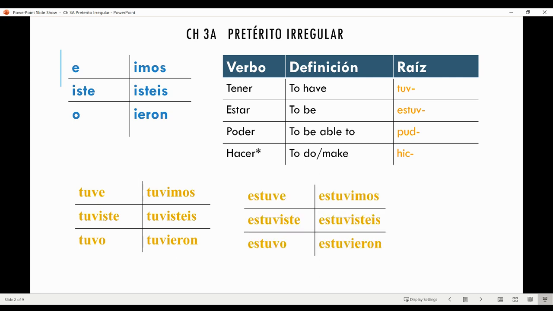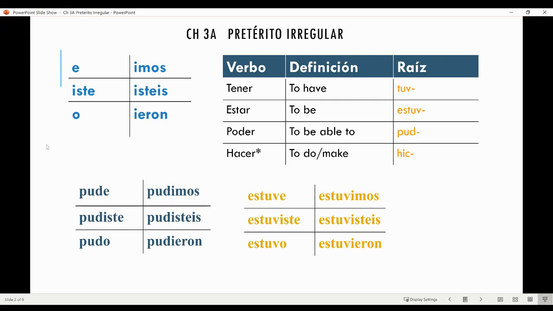For estar, we're going to keep the stem estuv, and then add the endings. So it's estuve, estuviste, estuvo, estuvimos, estuvisteis, estuvieron, and no accents, right? For poder, what are you going to do? You're going to keep the stem pud, and then conjugate the verb. So pude, pudiste, pudo, pudimos, pudisteis, pudieron. And for hacer, similar, we're going to keep the stem hic, and then add these endings.